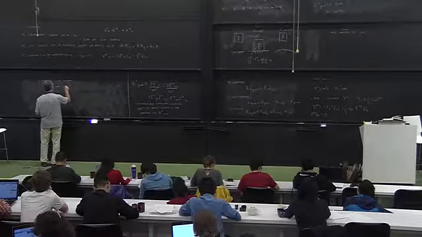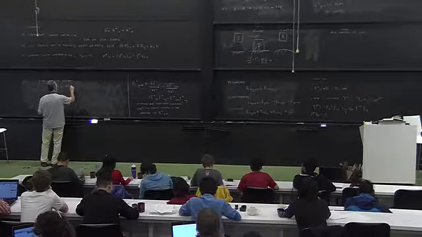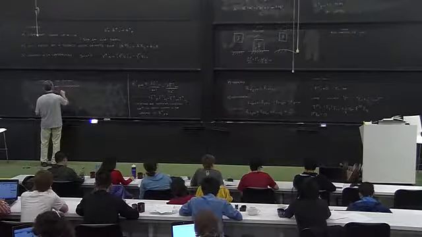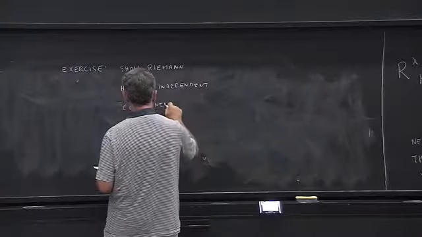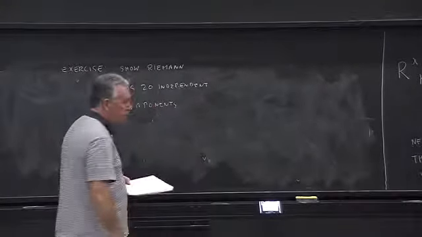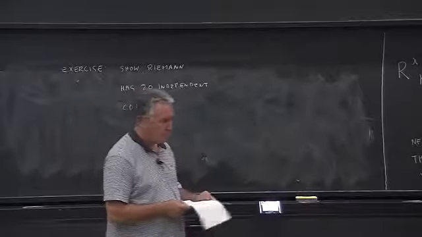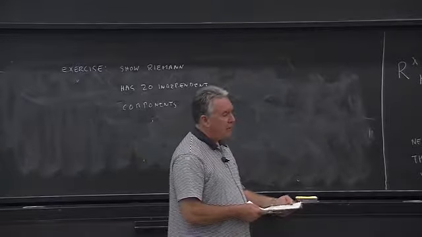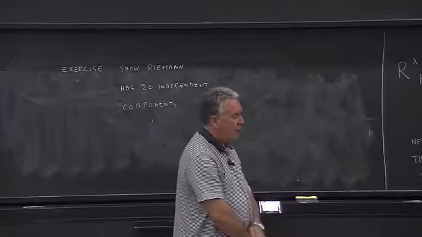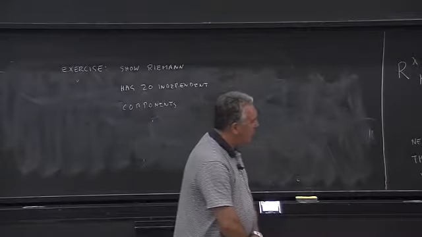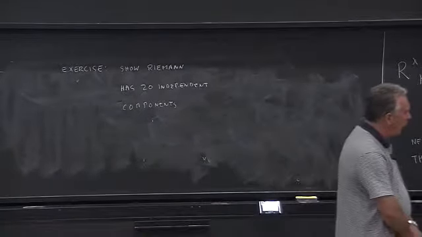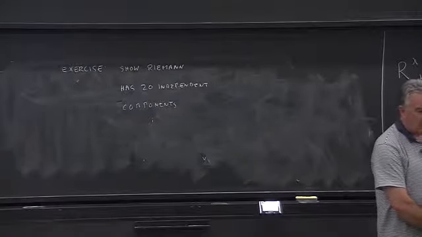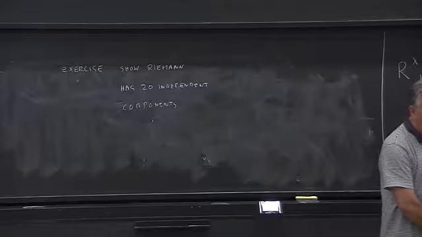The answer is 20. Would you mind clarifying what you mean by independent components? Yes, if I want to reconstruct the tensor R mu nu lambda kappa, how many numbers do I need? And the answer is 20 numbers is enough to give me the whole tensor.